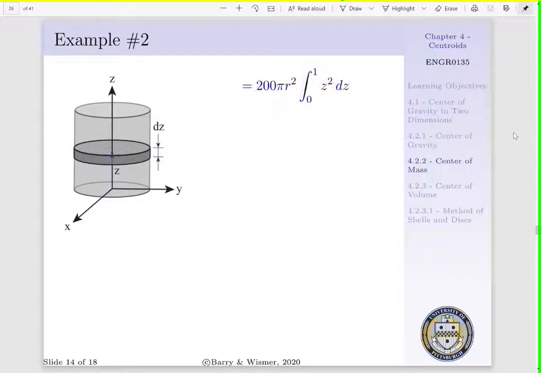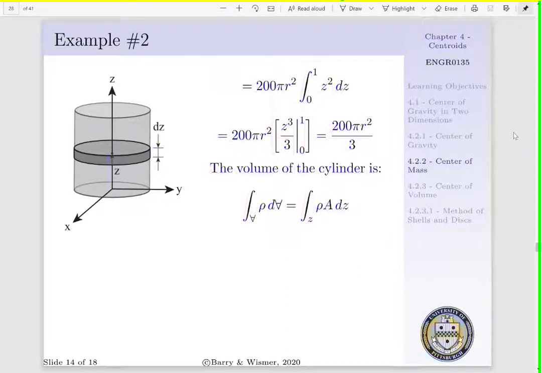200 and pi r squared are constant, so we remove those from our integrand, and we are left with 200 pi r squared times the integral from 0 to 1 of z squared dz. Thus, we'd have 200 times pi r squared times the quantity z cubed per 3 evaluated between 0 and 1, which is equal to 200 pi r squared per 3.